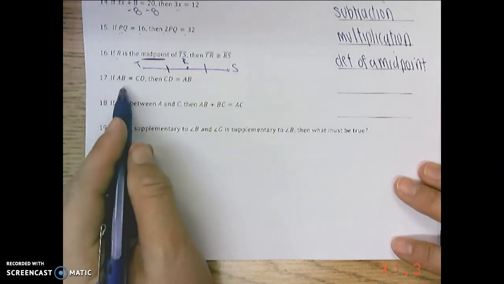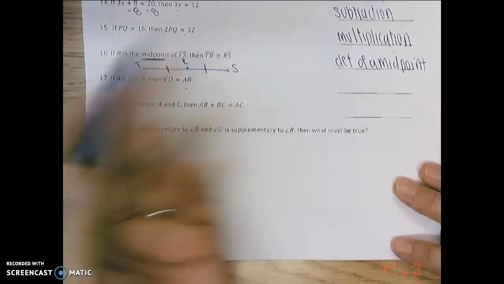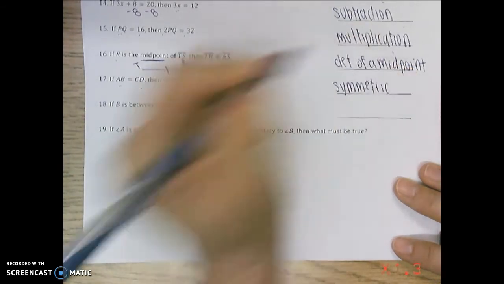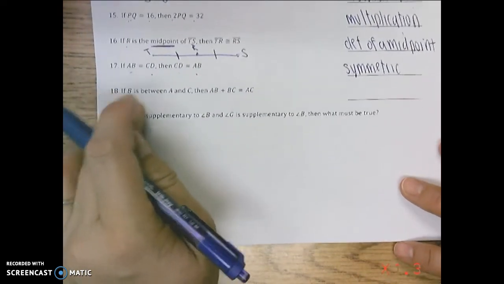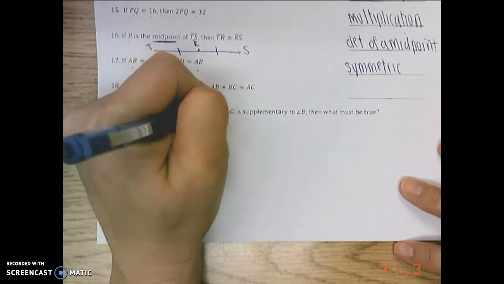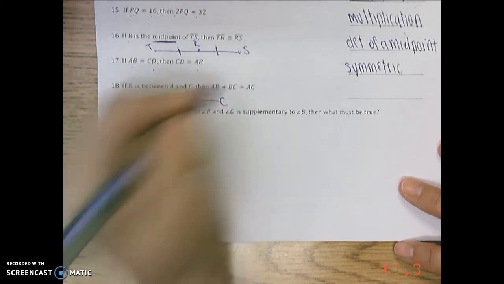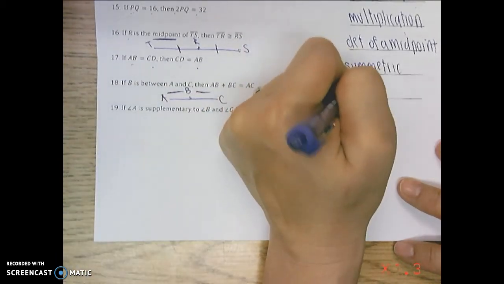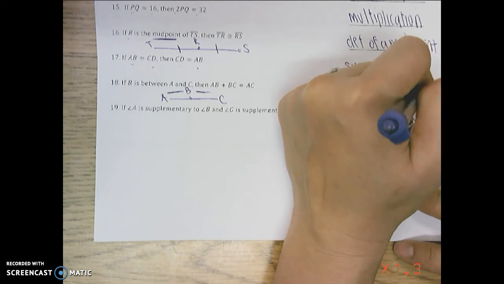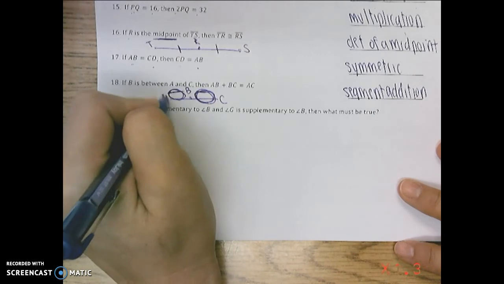All right, and again, you'll notice AB equals CD and CD equals EB. They just flip-flopped. So again, that would be symmetric. And if B is between A and C, so here's A and C with B between it, AB plus BC equals AC. We would say segment addition. We're taking one part of the segment, adding it to the other part of the segment, and it equals the whole segment.